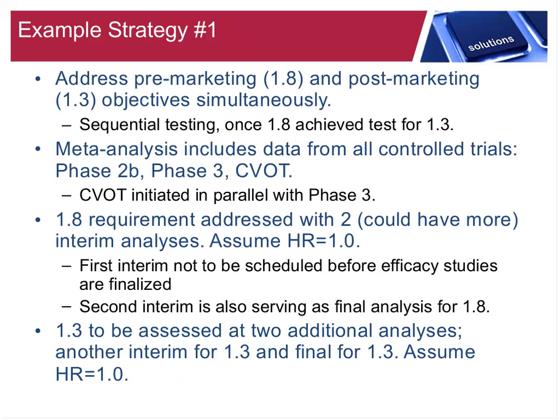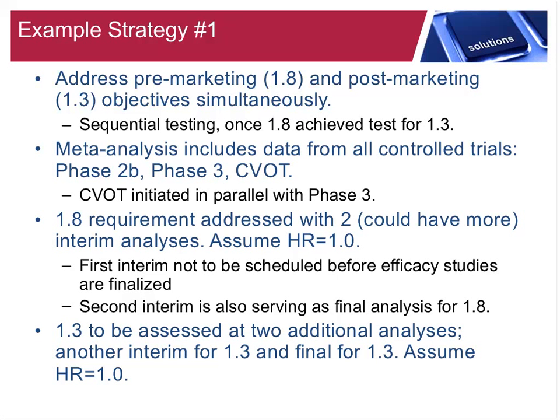Meta-analysis, so we are going to incorporate meta-analysis here. We are going to combine data from phase 2b, 3, and outcomes trial. Most data will come from the outcomes trial. You will see that. So for 1.8, we can go many different ways. We will, in this example, just assume a design that has one interim analysis and a final analysis.